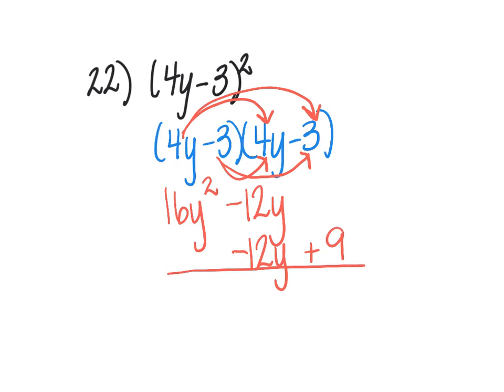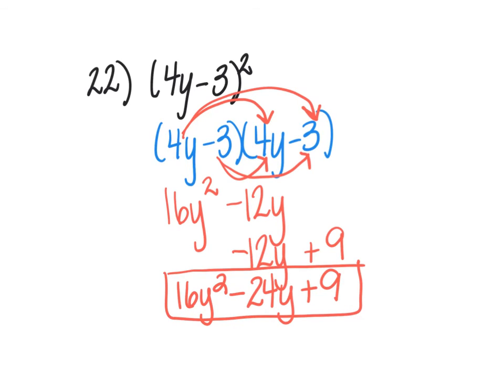When you clean it up by combining like terms, you end up with 16y squared. A negative 12y and a negative 12y makes a negative 24y plus 9. So remember, if you try to take a shortcut, you're going to get it wrong because you're not going to get that middle term. So whenever you have a binomial squared, you need to write it out twice as your very first step.